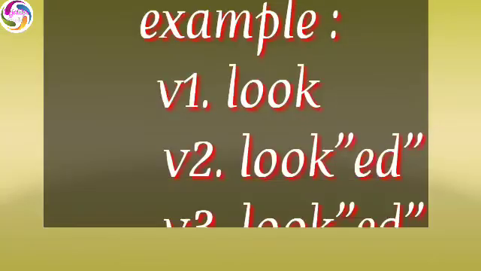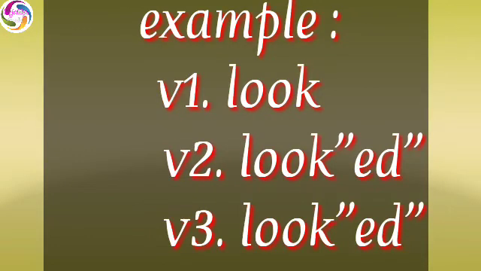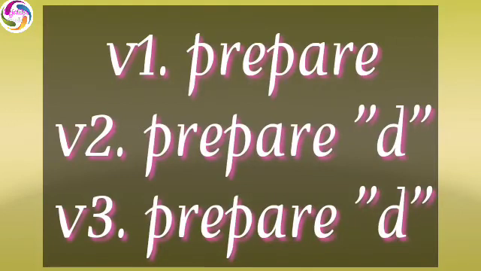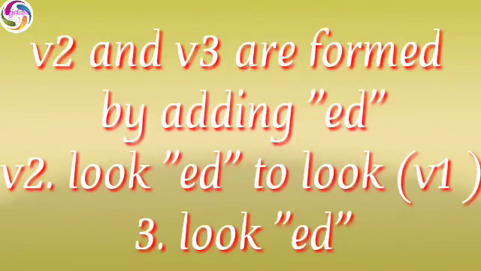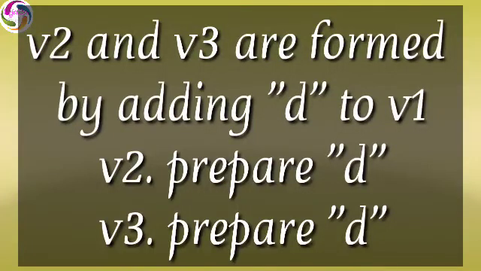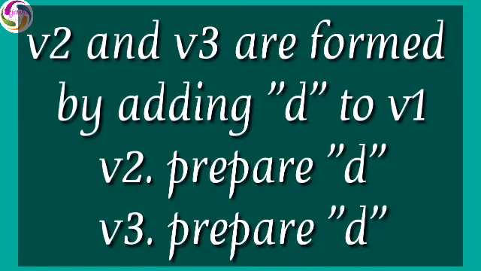For example, look, looked, looked, or prepare, prepared, prepared. In the first one, look, looked, looked, the second and third forms are formed by adding an ed to the first form of the verb. And in the second one, prepare, prepared, prepared, the second and third forms are formed by adding the letter d. So such kinds of verbs are known as regular verbs.